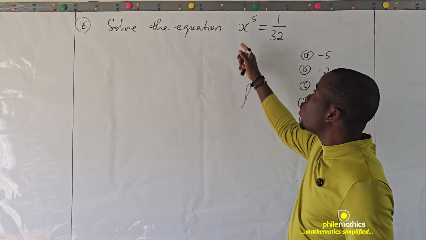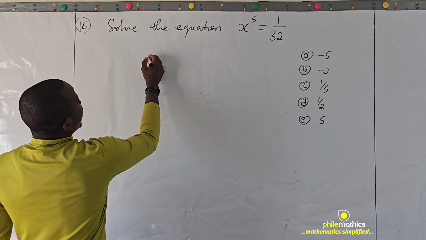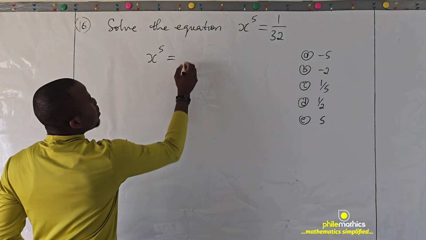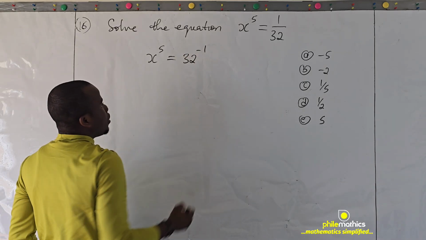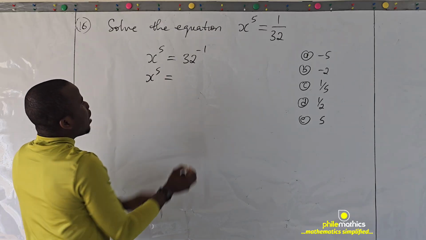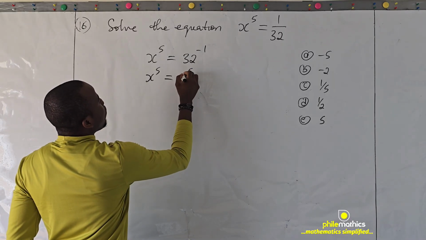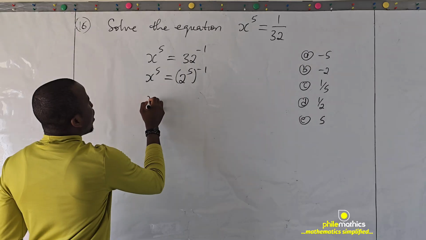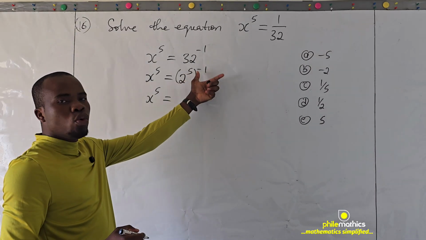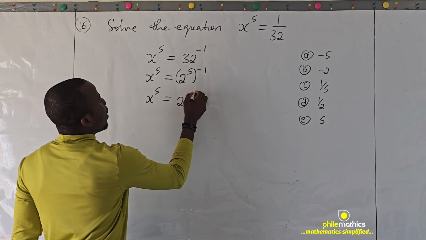Solve the equation x to the power 5 equals 1 over 32. So what we simply do here, we can always write 1 over 32 as 32 to the power minus 1 from the laws of indices. And so x to the power 5, I can put 32 in base 2, and it is 2 to the power 5, to the power minus 1. x to the power 5 simply equals, from the product rule in indices, this will multiply this. So we have 2 to the power minus 5.